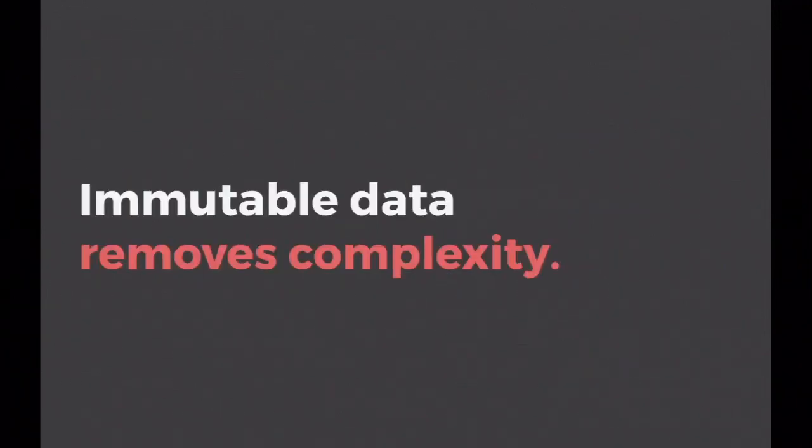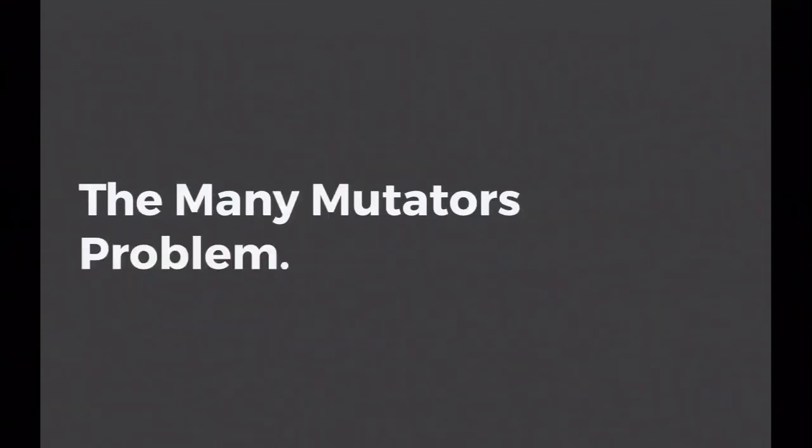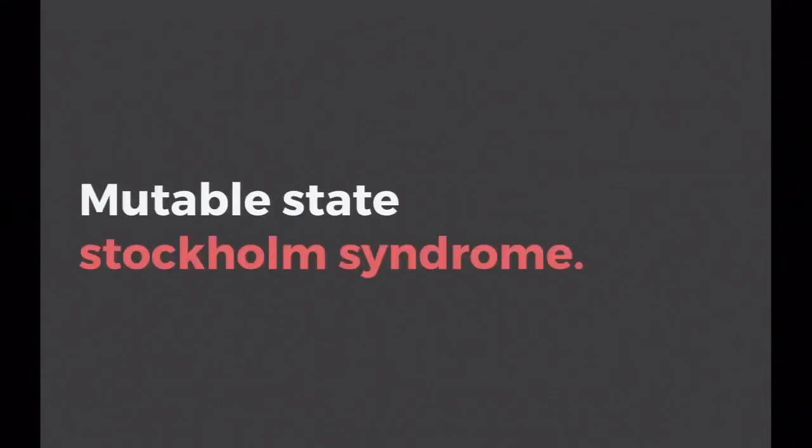Immutable data removes complexity. Immutable data is just like mutable data, except it has one fewer feature. You can't edit it. It is simpler. And any time that we can solve problems by making things simpler, that's a beautiful thing. So I want to talk about the many mutators problem. We call this the shared mutable state. Pete Hunt calls this the root of all evil. I agree with him. And I really think that we have mutable state Stockholm syndrome. We think that this is good for some reason. I don't get it. Why do we think this is good?